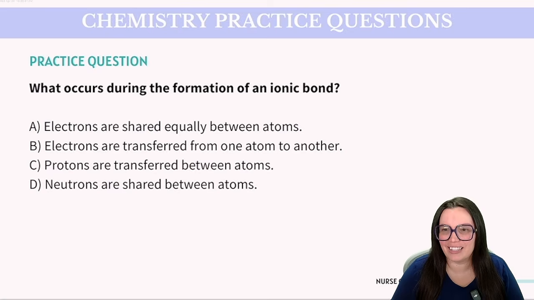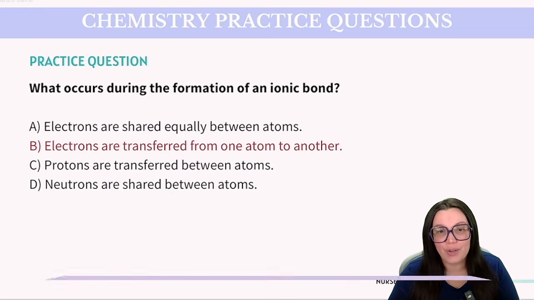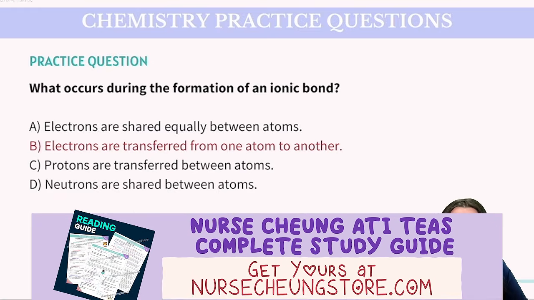Is it A, electrons are shared equally between atoms? B, electrons are transferred from one atom to another? C, protons are transferred between atoms? Or is it D, neutrons are shared between atoms? And the correct answer is B, electrons are transferred from one atom to another. Ionic bonds form when one atom donates an electron to another, creating ions of opposite charges that are ultimately going to attract.